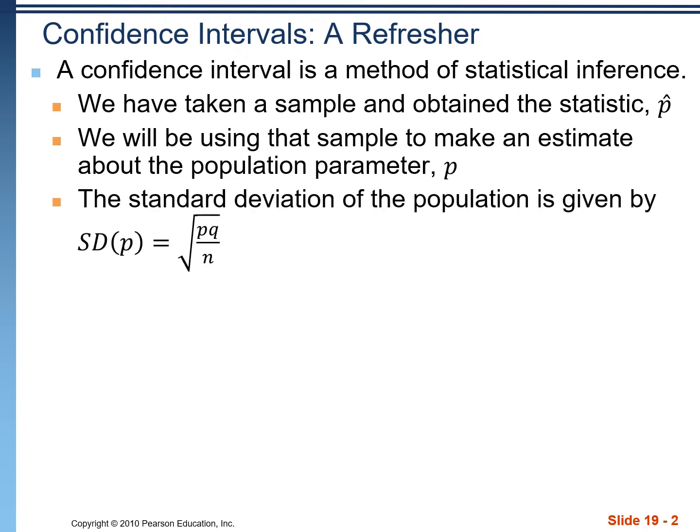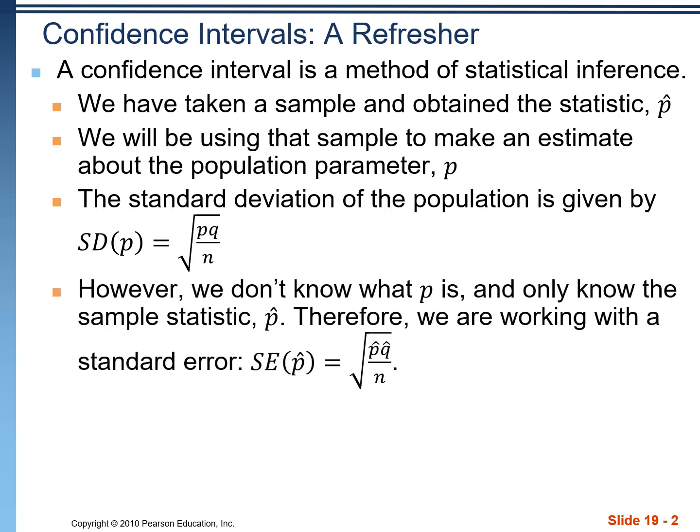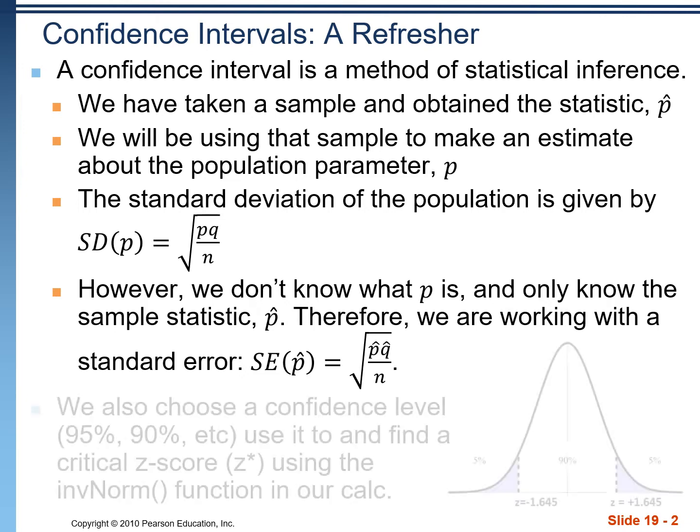The standard deviation of the population is given by radical pq over n. However, we don't know what p is. That's why we're estimating it with a confidence interval. So instead, we're using p-hat in its place. For that reason, we don't have a standard deviation. We have a standard error instead. Anytime we're estimating the standard deviation with a sample, we call it a standard error. Same equation, we just have p-hat, q-hat in the place of p and q.